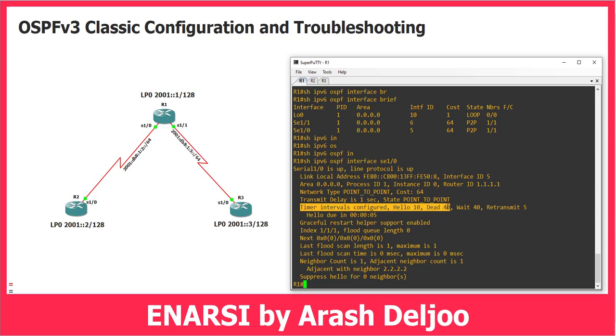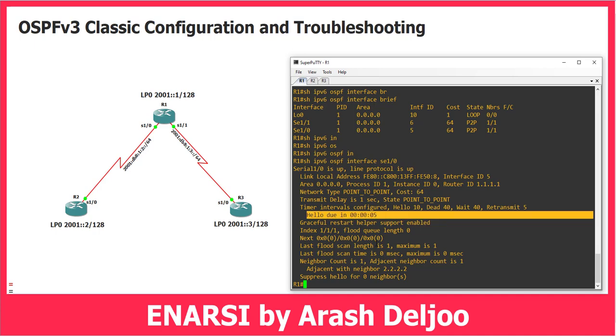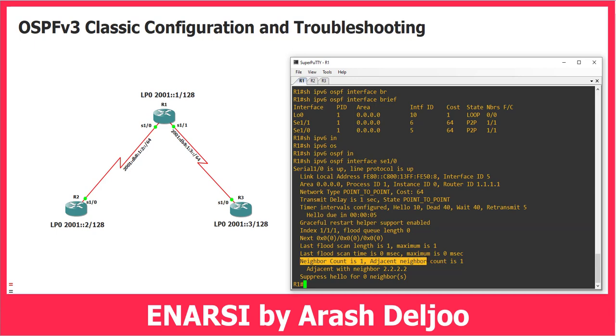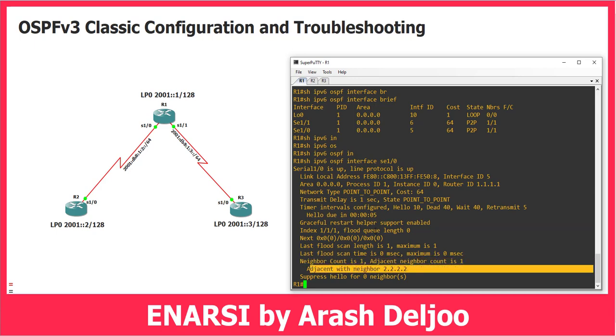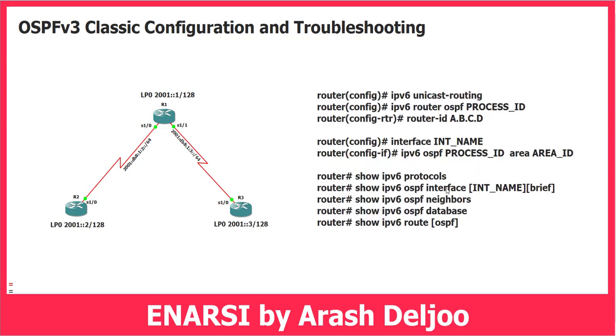Hello is 10 seconds, dead 40 seconds, wait time 40 seconds, retransmit time 5 seconds, and the next hello should be sent in 5 seconds later. Here we have neighbor count is 1, adjacent neighbor count is 1, adjacent neighbor with quad 2. As you can see, everything can be understood. Okay, this is the information that we have in the show IPv6 OSPF interface. This is so useful for troubleshooting.